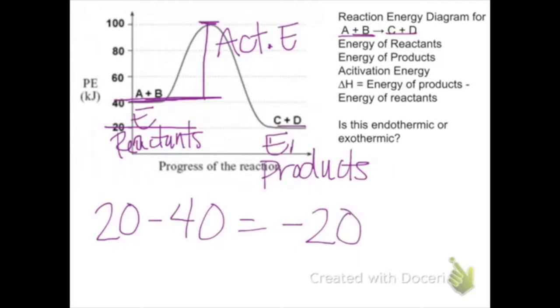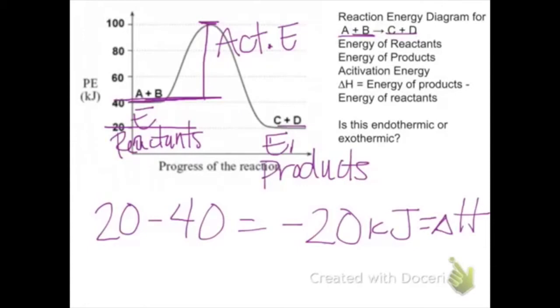If you notice on our axis, it says kilojoules, so our units are going to be kilojoules. That is the delta H for our reaction. It means that our products are at a lower energy than our reactants were. We've given off energy. If you think back to middle school, if things are giving off energy, how are they going to feel? They're going to feel hot.